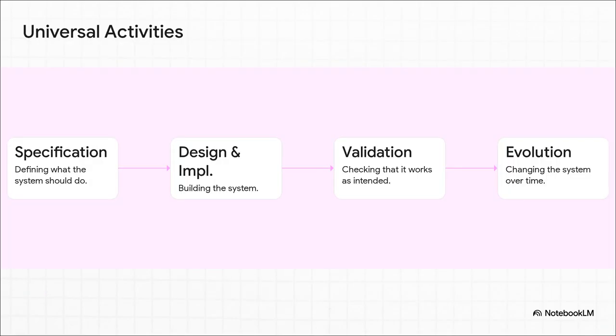Now, what's really fascinating is that no matter what specific recipe or map a team decides to use, they all have to do these four things. First, you've got to figure out exactly what the system is supposed to do. That's specification. Then, of course, you actually have to build the thing. That's your design and implementation. Next, you have to double-check that it does what you said it would do. That's validation. And finally, because nothing stays the same forever, you have to be able to update and change it over time. That's evolution. Every single piece of software goes through this cycle, one way or another.